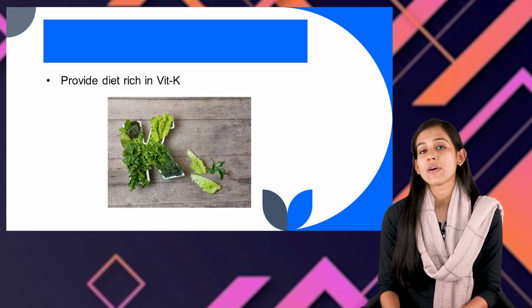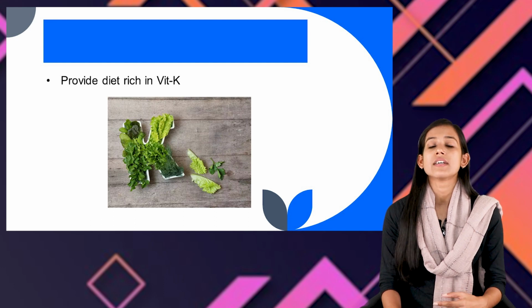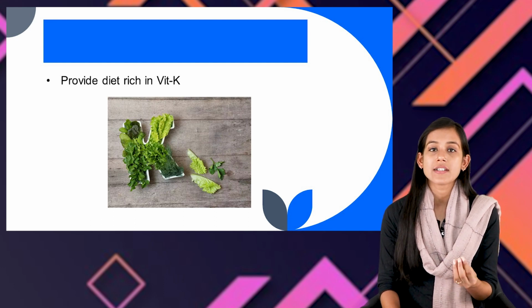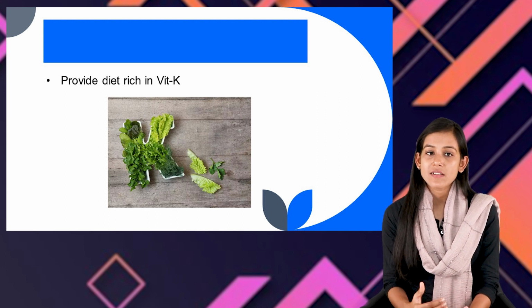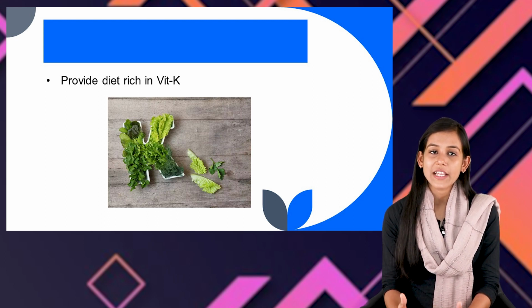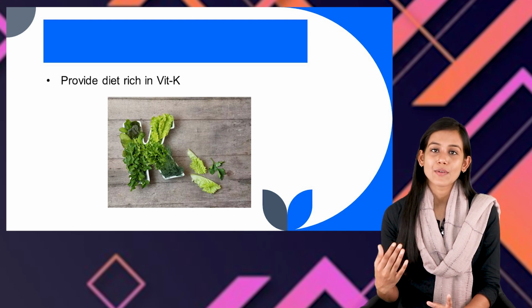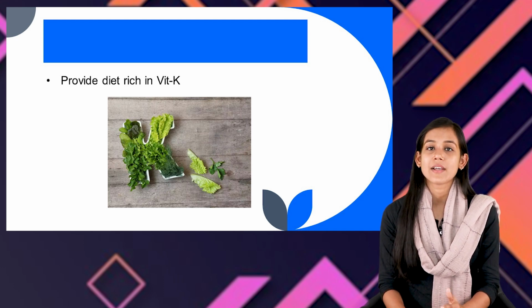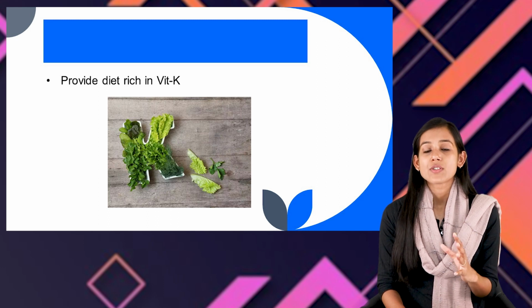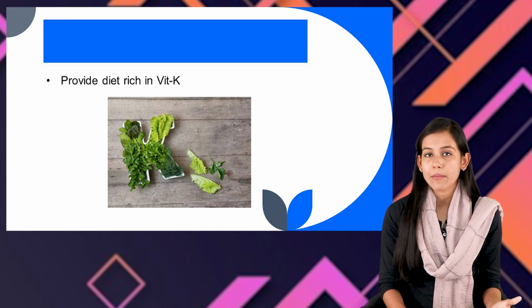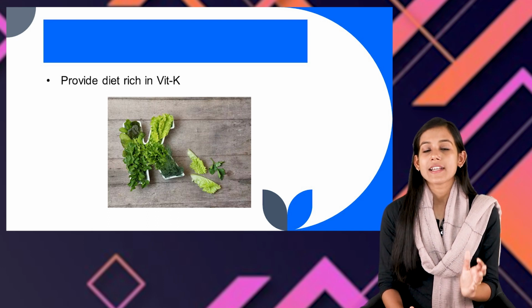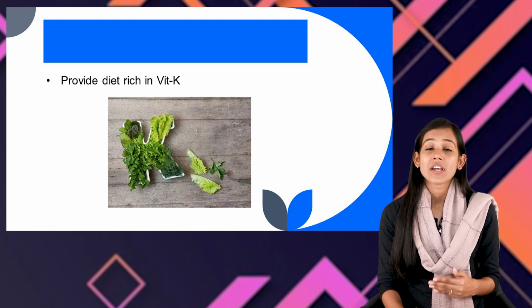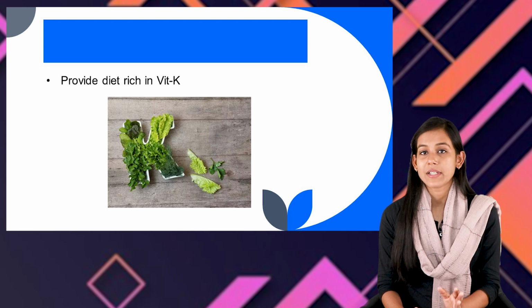And you also have to advise the parents that they should provide a diet to the child which is rich in vitamin K, right? Because after dengue, the child will have fewer platelets, right? There would be thrombocytopenia. So definitely to recover from that, we have to provide adequate nutrition to the child. And adequate nutrition means here food rich in vitamin K.